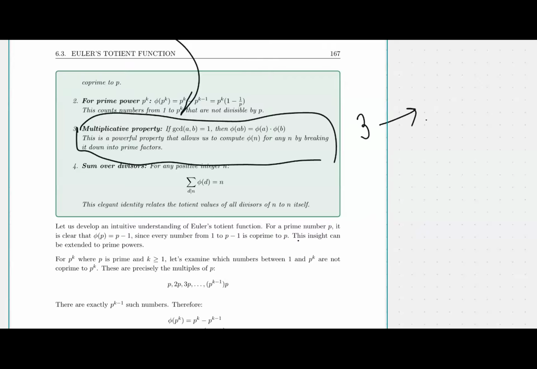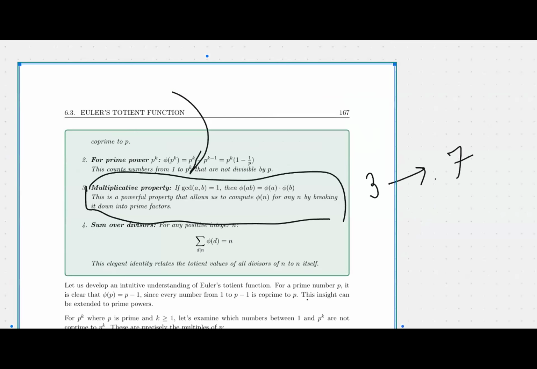By the way, what is the exact page number you are writing all this on? Yeah, so this is like Euler's Totient function 201.